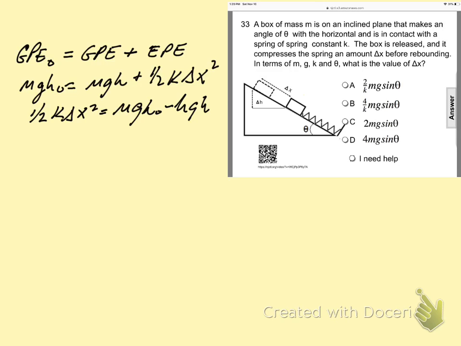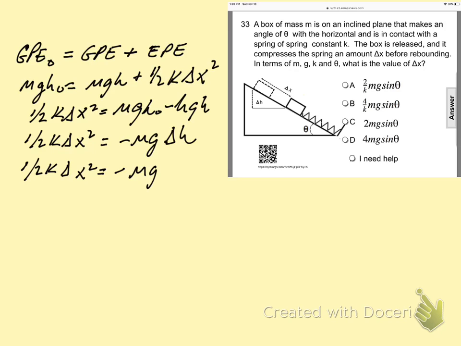All right. We can factor out a negative mg, and we're going to get mg times delta h. Delta h is going to equal delta x sine theta.